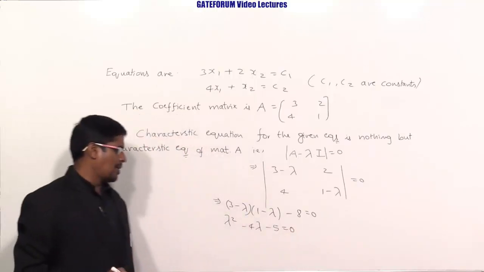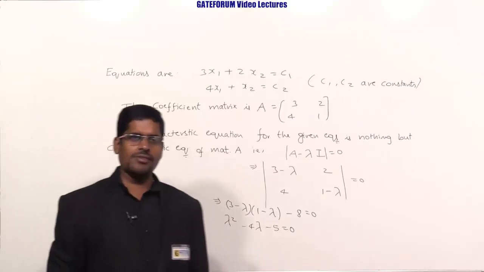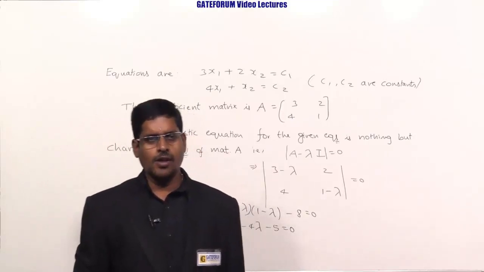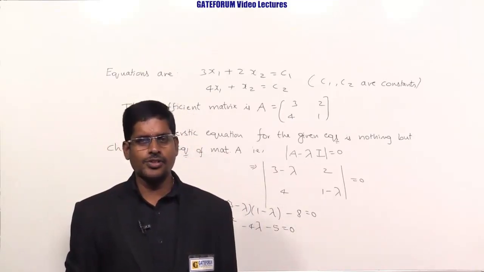So the answer is lambda square minus 4 lambda minus 5 is equal to 0. Accordingly, the option is A. This is end of the question.